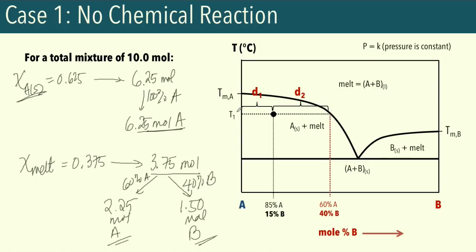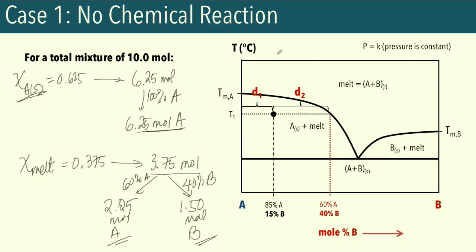Just to reiterate, we know that if we start with 8.5 moles of A plus 1.5 moles of B in the melt and we decrease the temperature to temperature 1, 6.25 moles of A will move to the solid phase. So 6.25 moles of A will crystallize out. This will leave 2.25 moles of A and 1.5 moles of B in the melt. Again, this is consistent with our law of conservation of mass.